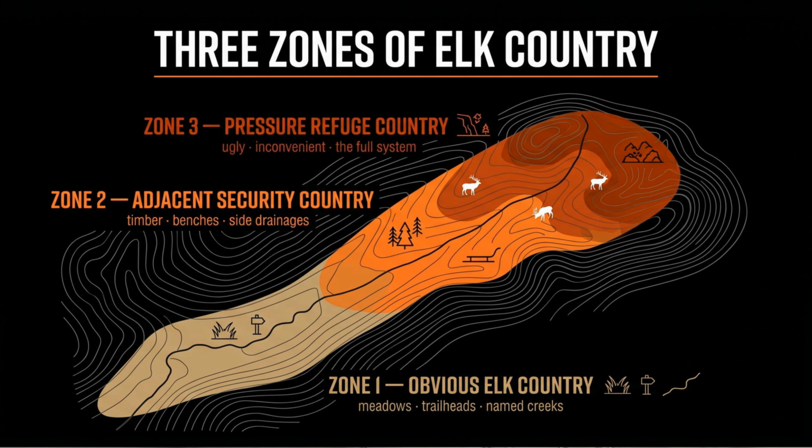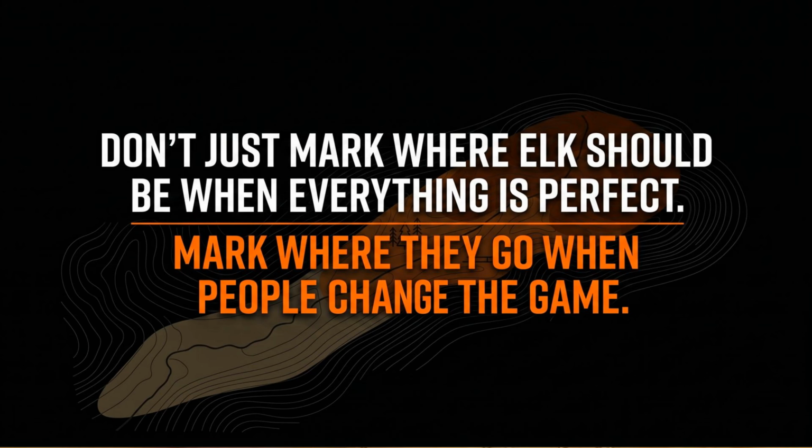Now, the third zone is the pressure refuge country. This is the ugly, inconvenient, harder to access, less obvious country that still has the full elk equation. That's the key. Don't just mark where elk should be when everything is perfect. Mark where they go when people start changing the game. And once you have those three zones marked, the next step is learning how to read what the mountain is actually telling you when you get there.